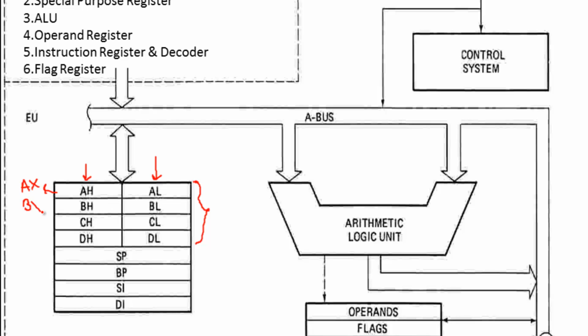Same way BX, CX and DX also. Each register is divided into two parts, 8-bit each, making a whole register a 16-bit. Programmer can use this AH or AL independently or AX independently. Now what do this AX, BX, CX and DX do, we'll see. The AX register is divided into A high and A low.